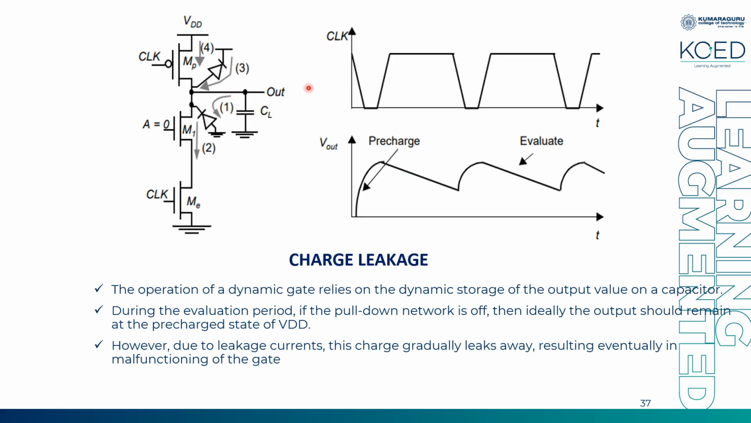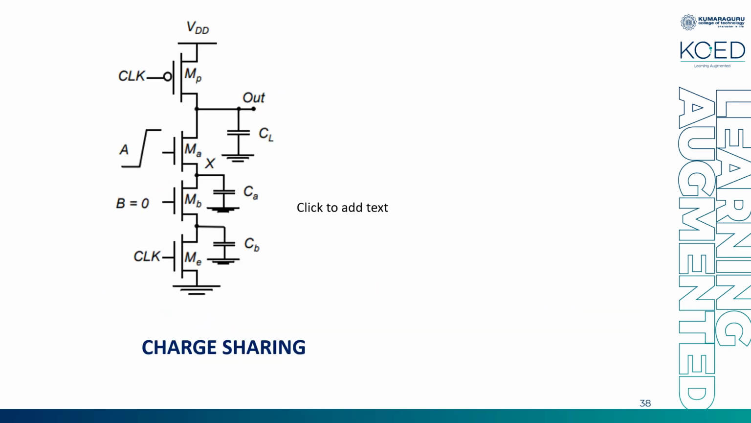Suppose I have an inverter over here. My input has to be 5 volt. If this 5 volt is reduced to 3 volt because of these parasitics, what happens? My following fan out will not turn on. So this is one of the main drawbacks, that is charge leakage. And next is your charge sharing. This is more interesting.